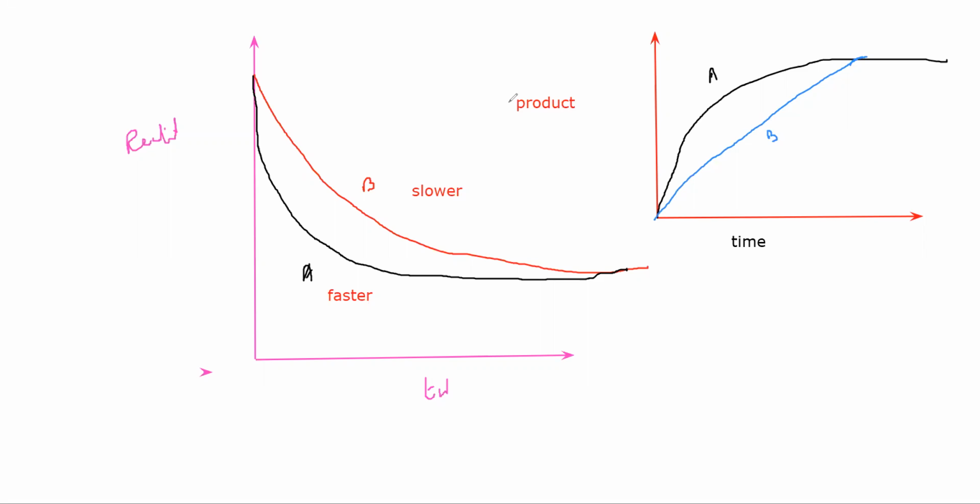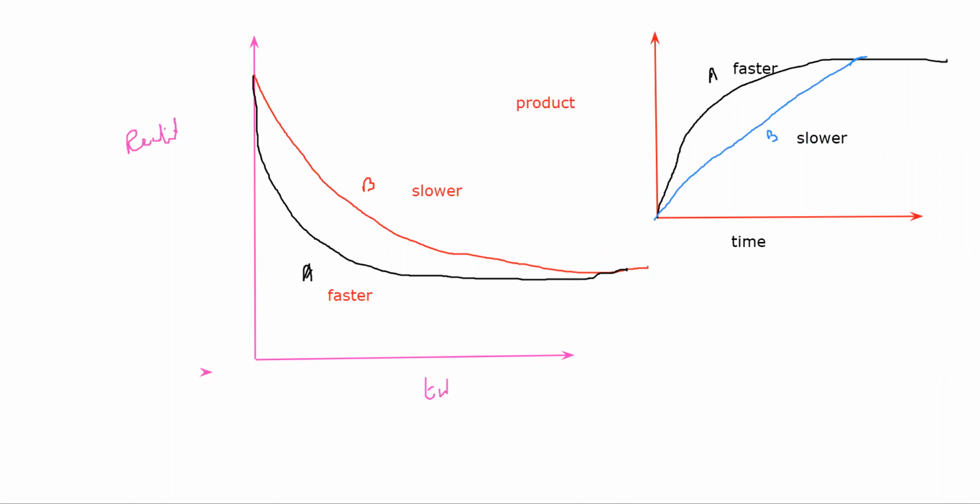Actually, the correct answer is A. B is slower reaction. Because the slope of the reaction shows the rate of the reaction. It means the slope of this graph represents the rate of the reaction.